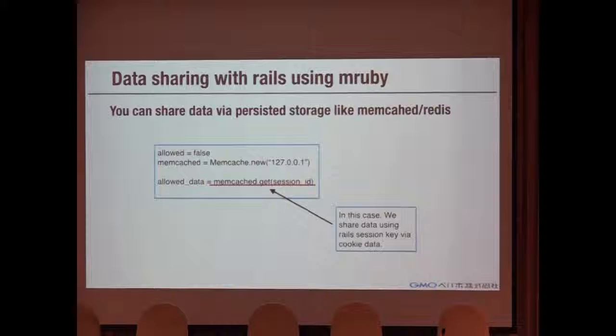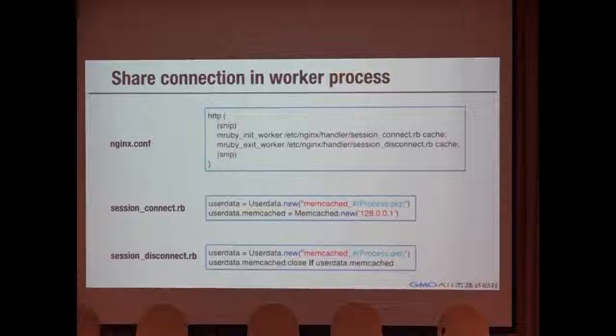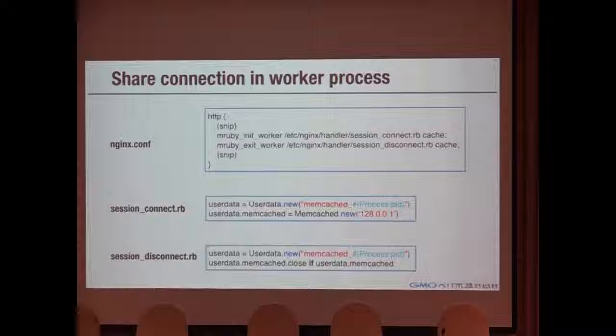This is the first version of our sharing code. We put the connection process into the init worker handler, and close the connection in the exit worker handler. Every user data provides global objects in NGINX mruby across each handler. We can share the connection via this code.